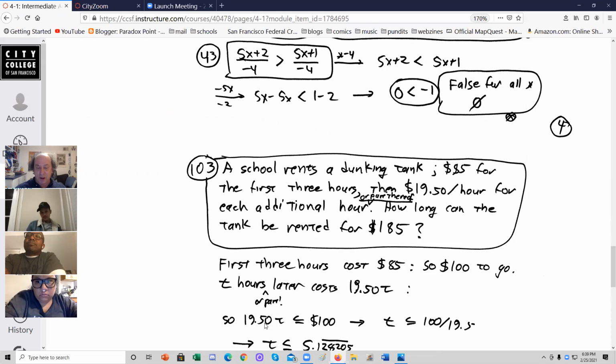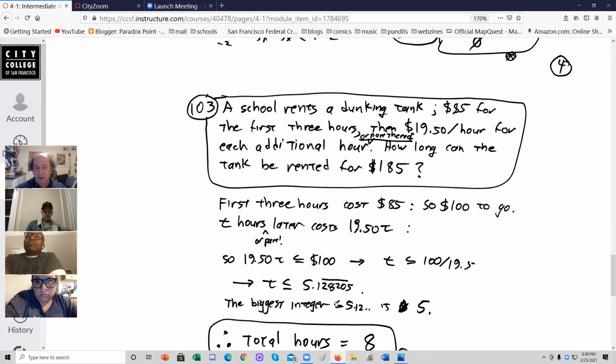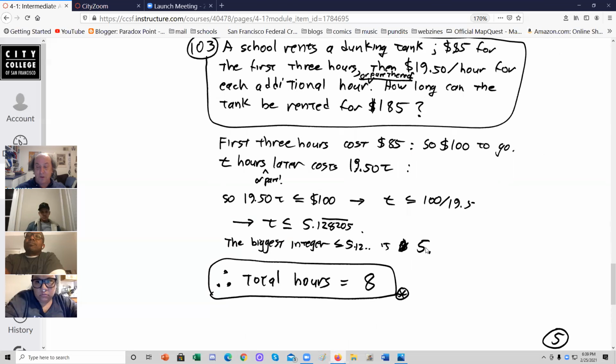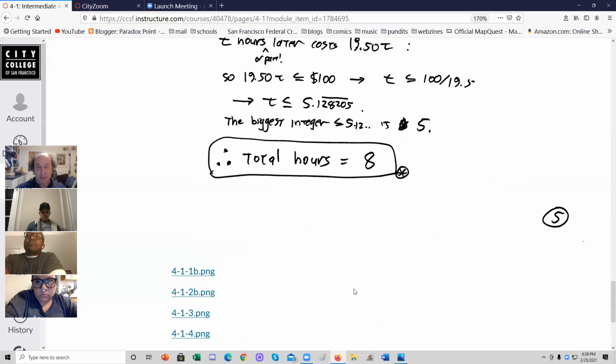So divide by 19.5, the inequality stays the same. So T is less than or equal to 100 over 19.5. T is less than or equal to 5.125205. Now, okay, or part thereof means that we have to round off. We want to find the biggest whole number less than or equal to 5.12, etc. 6 hours would be bigger than this, so it won't work. So total number of hours is 5 hours plus the first 3 hours is 8 hours.